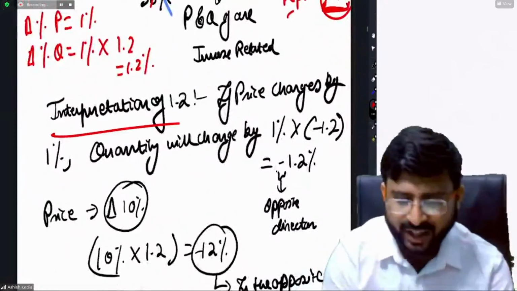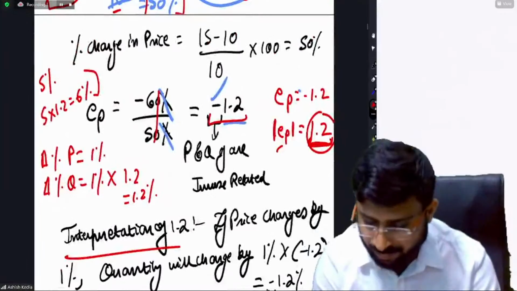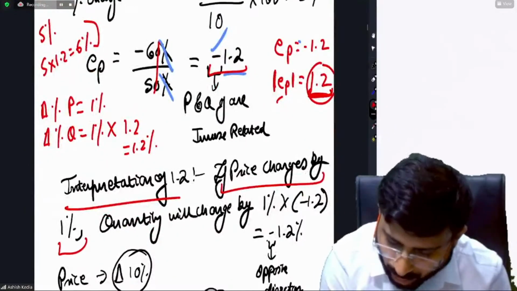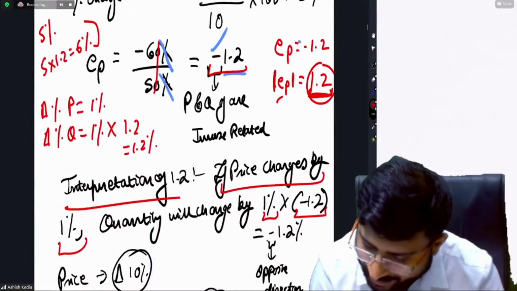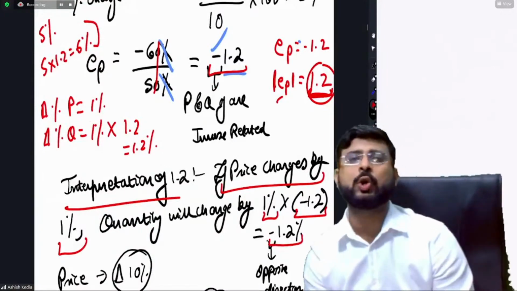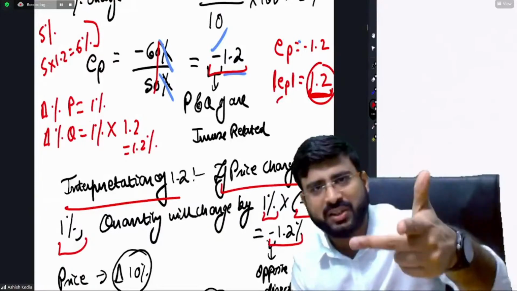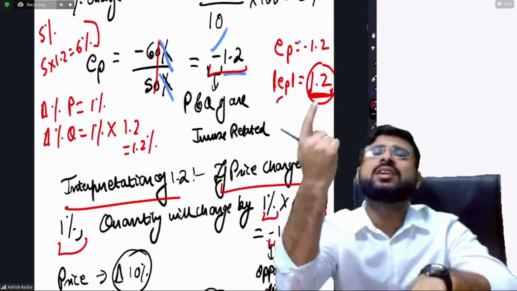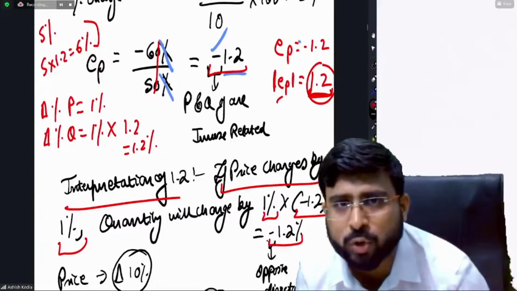See, here I have written the interpretation of 1.2. It means that if price changes by 1%, quantity will change by 1% into minus 1.2, that is minus 1.2%. Minus means the opposite direction. It means if price rises, quantity falls, and if price falls, quantity rises. Minus is to indicate the opposite direction.